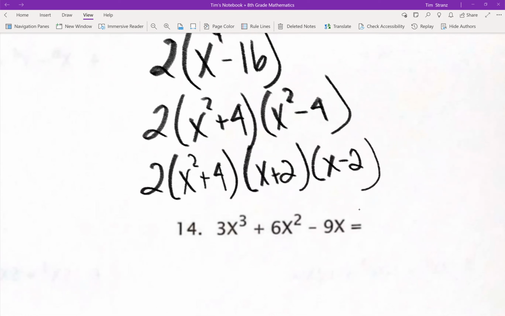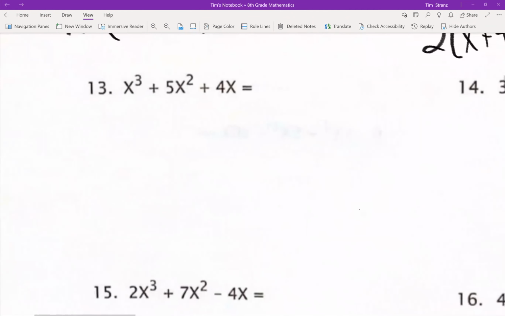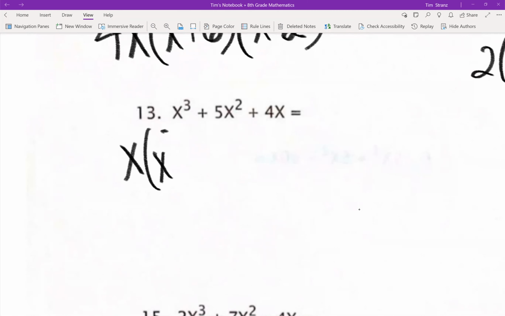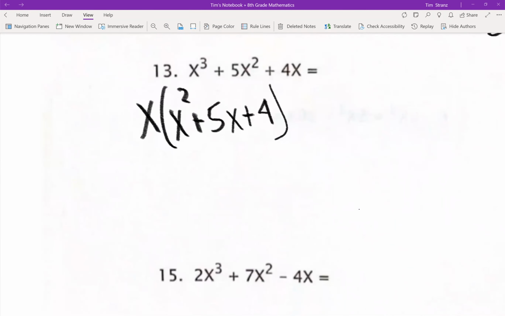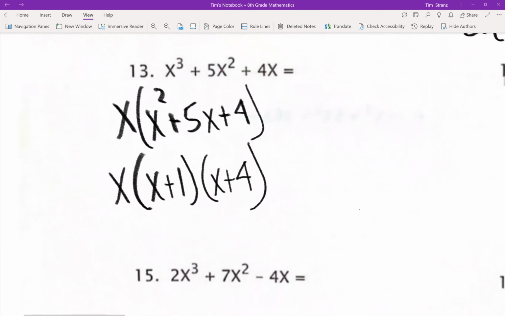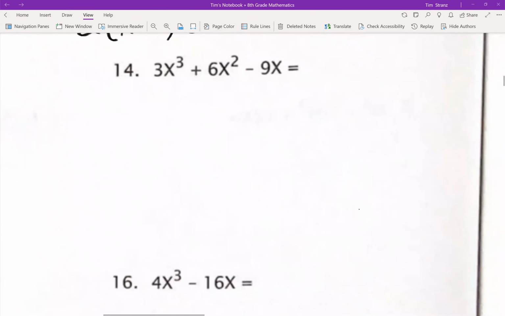Now I'm finished. Number 13, I've got x to the third plus 5x squared plus 4x. There is no numerical greatest common factor there, but there is an x, so you can pull out the x. That would leave me with x squared plus 5x plus 4. The factors of 4 that would equal 5 would obviously be 1 and 4. So it's going to be x plus 1, x plus 4. Pretty simple, right?